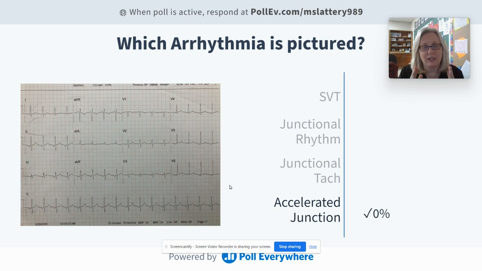Regular junctional is 40 to 60. Accelerated junctional is 60 to 100. And everybody gets those mixed up because they're so used to NSR being 60 to 100. So this is coming from the AV junction. It just realizes, hey, I think I should probably go faster than this, so it kicks in and goes a little bit faster. It mimics regular NSR, but you don't even know the difference until you hook them up to an EKG.